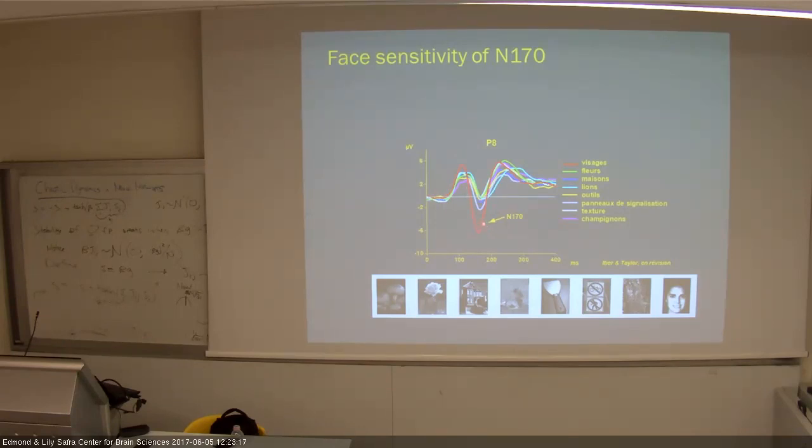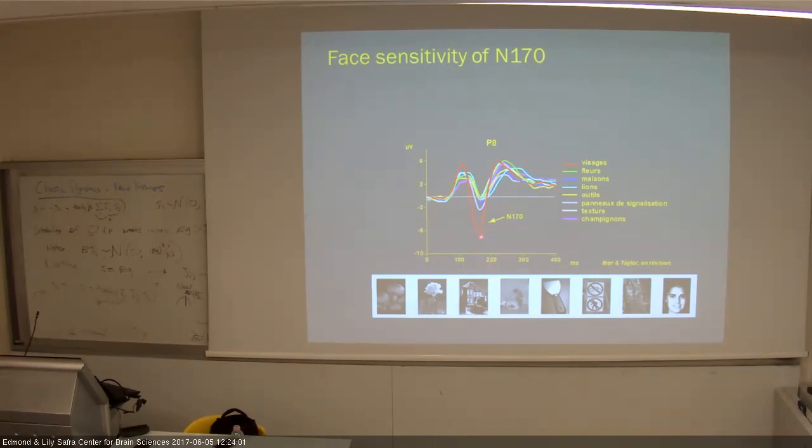And it turns out that when you show a face rather than many other objects, you get an N1 response which is bigger and also has a little bit of a different topography. So it is more lateral in the scalp than all these other responses. Its maximum is more lateral. So this is a face sensitive N170, and it's probably the most studied and one of the very few components which you can say are very selective for a specific category of stimuli. We don't have so many responses like this which are very sensitive to a specific category.